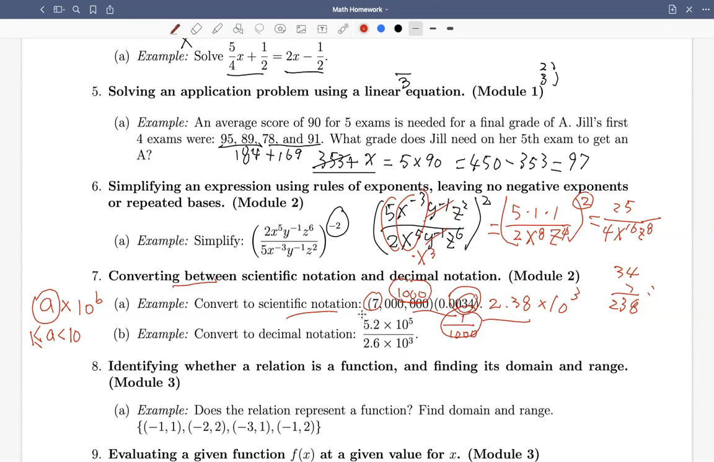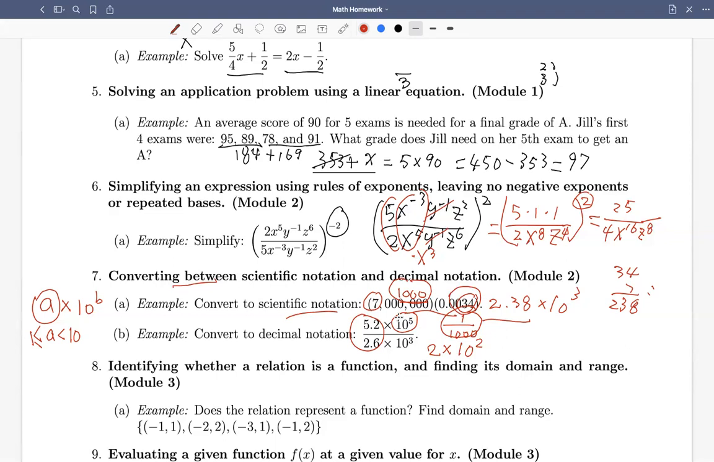For b, we divide this. So 5.2 divided by 2.6. It's a nice number. It's just 2. Then multiply by 10 to the 5th power, divided by 10 to the 3rd power. So we subtract, right? We do 10 raised by 5 minus 3, which is 2. Why is that? Because 10 to the 5th power means I have 10 multiplied by itself 5 times. And the bottom, I have 10 multiplied by itself 3 times. So I cancel 3 of them.